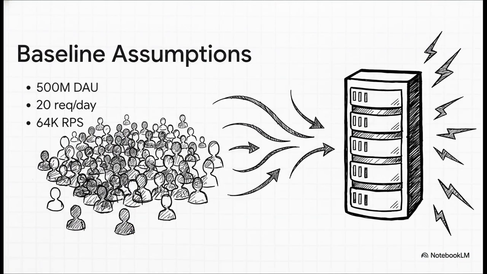Here is the sheer raw scale we're dealing with. We're assuming 500 million daily active users, or DAU. Next, we estimate an average of 20 requests per user per day. And finally, we need a baseline for our hardware, right? We're assuming a single server packing 64 cores has a capacity of 64,000 requests per second, or RPS.